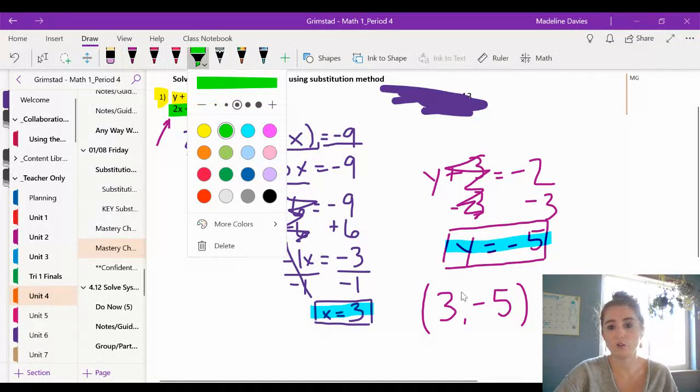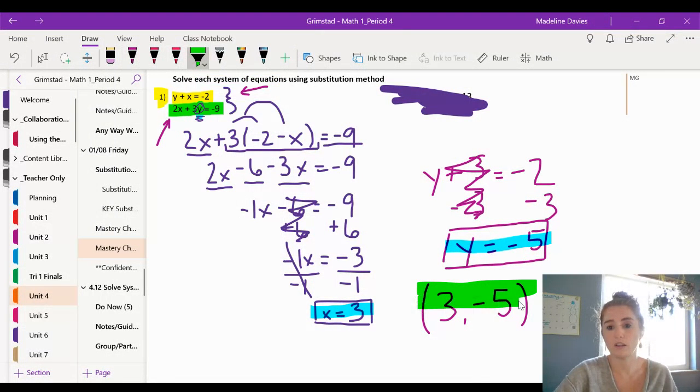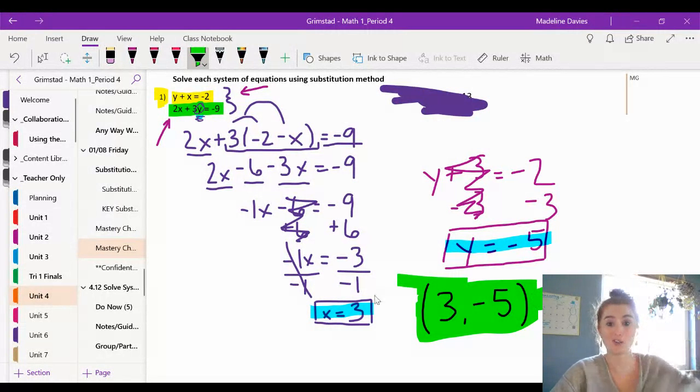So go ahead and do number 2 on your own. Make sure that you have this one written in your OneNote for when Miss Grimm goes back and grades it, and reach out with questions. But you guys have got this, all right?